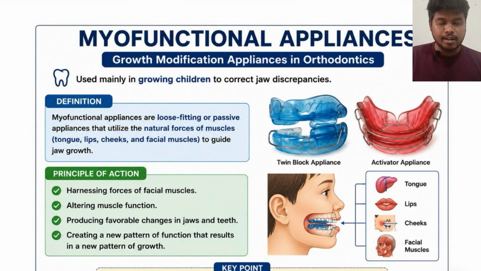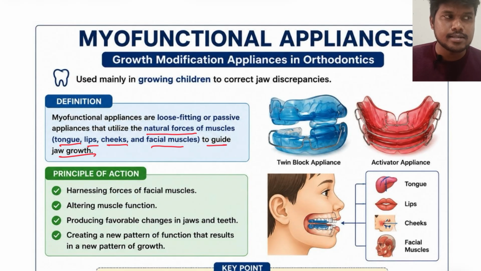So let's study the definitions. What is the definition? Myofunctional appliances are loose fitting or passive appliances that utilize natural forces of muscles like tongue, lip, cheeks, facial muscles to guide jaw growth. Okay, these appliances are usually used during the growing stage, and these are loose fitting.